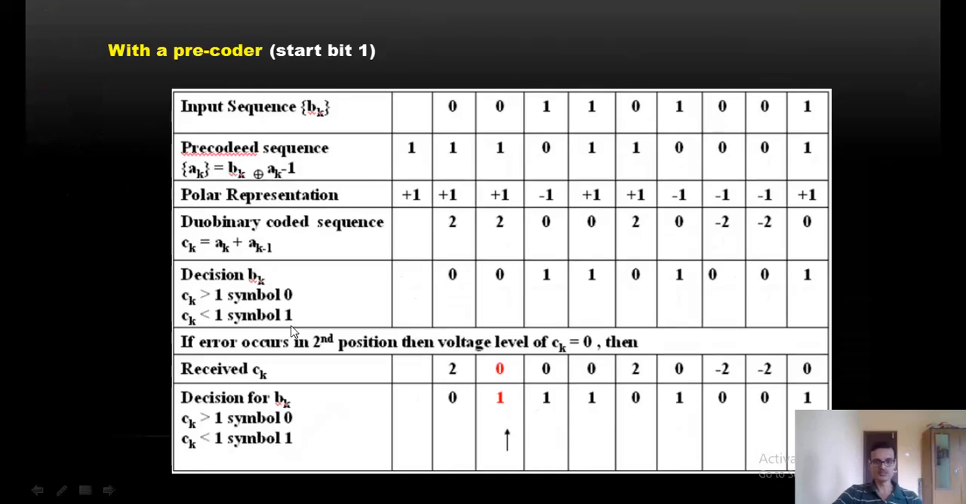How to overcome this? By using a precoder, even if an error happens, it will happen only in that particular symbol interval. Error propagation doesn't happen. These bits and these bits are the same. Error propagation doesn't happen if I use a precoder or a modified DuoBinary coder.